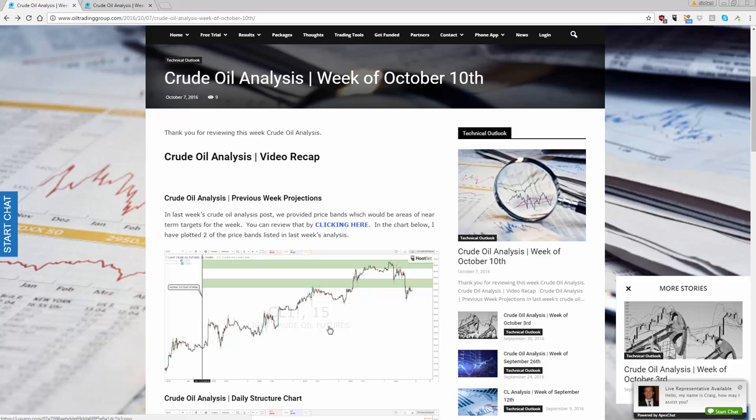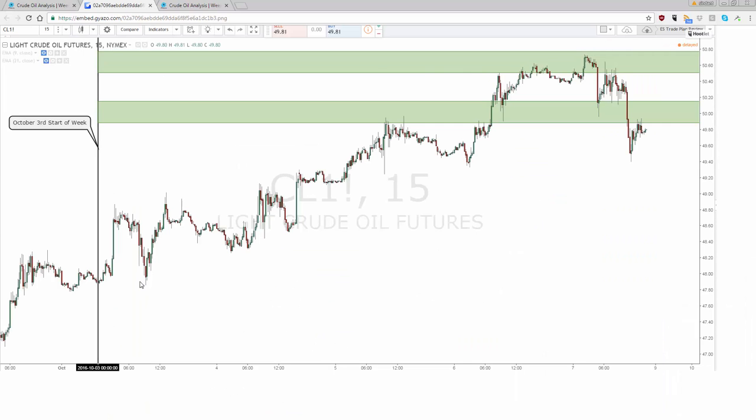You could see here from this chart, this was Monday, the start of the week here, the market had a rally, a little bit of a dip, but the market really rallied for the most part. This is a 15-minute chart, and you can see that we did have some sell-off into Friday's session.